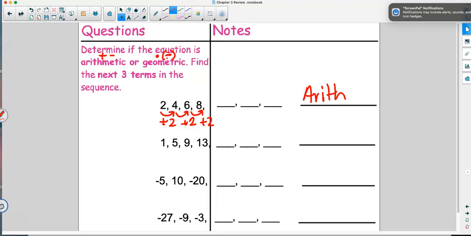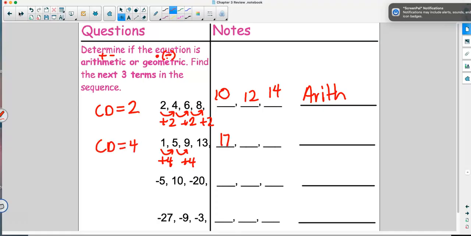Find the next 3 terms. If you keep adding 2, this would be 10, 12, and 14. This is +4. So that means our common difference is equal to 2. Our common difference is equal to 4. Our next 3 terms are 17, 21, and 25. Therefore, this is also an arithmetic sequence.